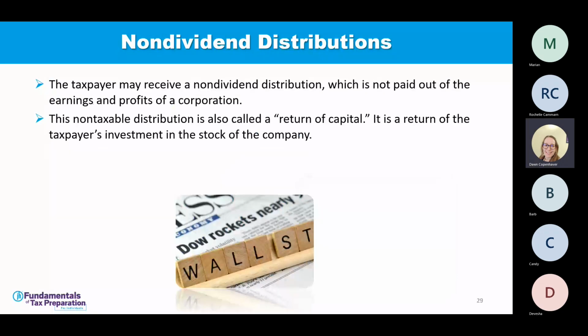Okay, non-dividend distributions. You'll see these on the 1099 DIV. It says it's a dividend that's not paid out of the earnings and profits of a corporation. A non-taxable distribution is also called a return of capital. It is a return of the taxpayer's investment in the stock of the company.